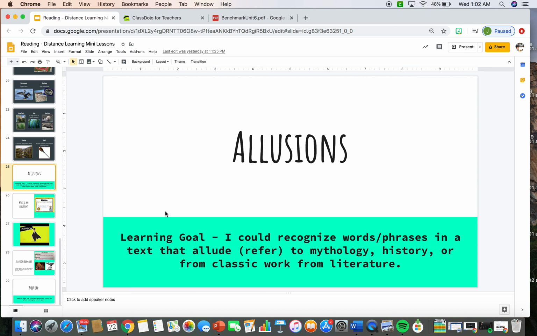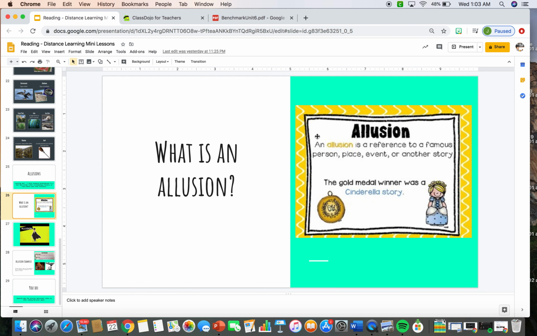All right. So our learning goal today: I can recognize words and phrases in a text that allude or refer to mythology, history, or classic works of literature. So, what is an allusion? An allusion is a reference to a famous person, place, event, or another story.